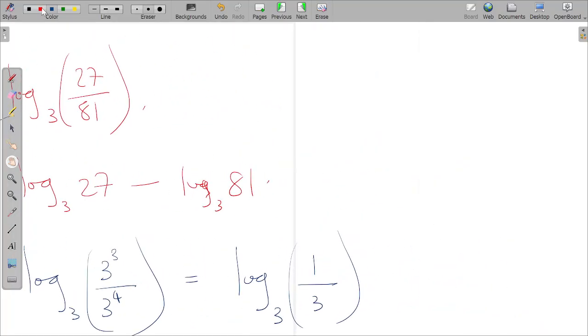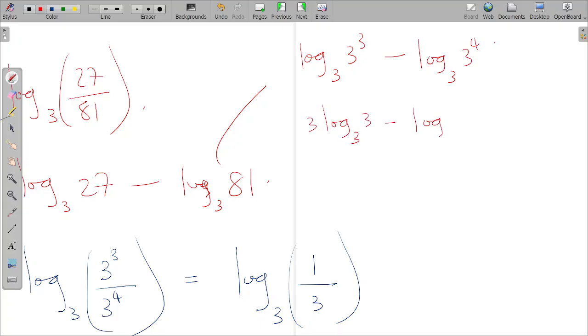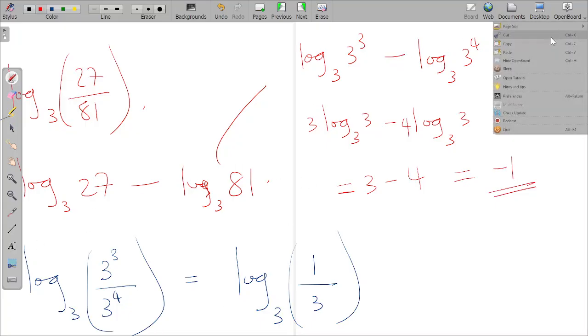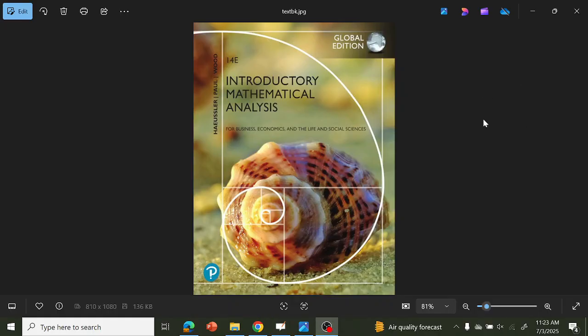Let's quickly go that way and see. This will become log 3 raised to power 3 minus log 3 raised to power 4. You bring it down: 3 log 3 minus 4 log 3. Log 3 base 3 gives 1, so this is 3 minus 4, which gives minus 1. So we are still going to get the same thing. Please ensure that you understand.